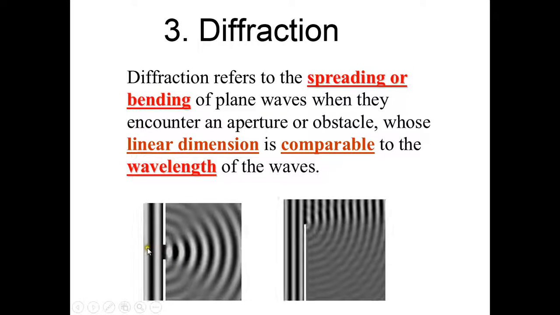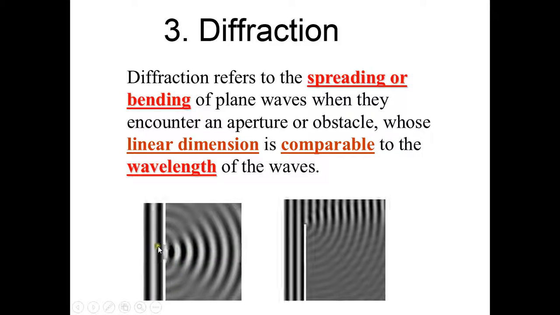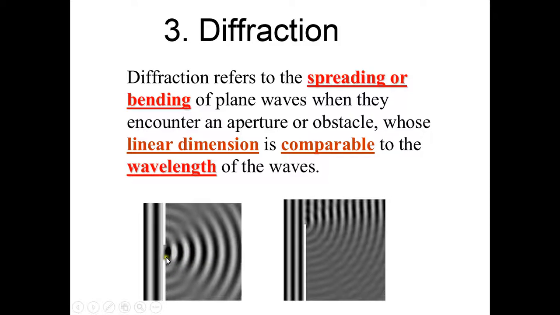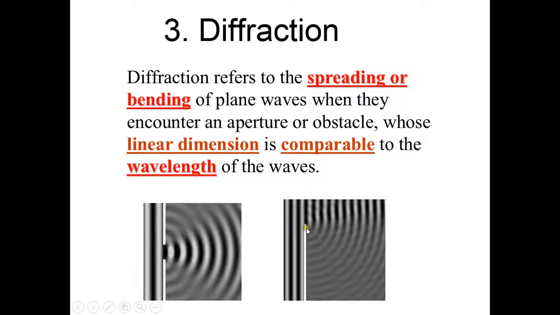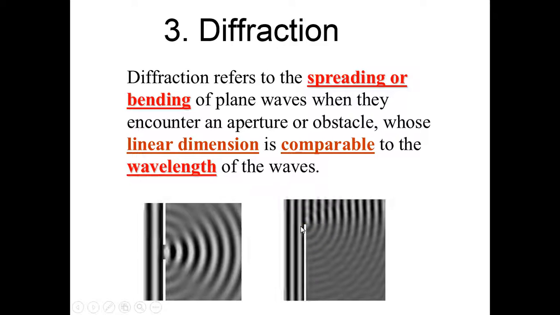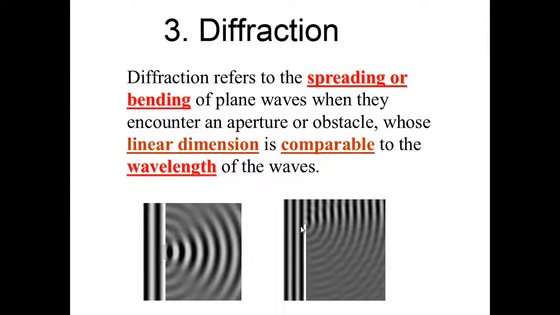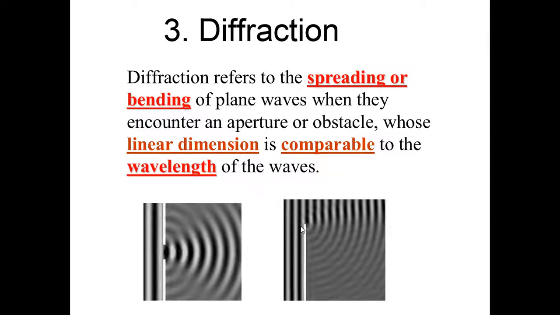The wavelength of the wave is given by the distance between the wavefronts. So the distance between the two wavefronts should be approximately the same as the width of the aperture. Similarly, the size of the obstacle should be comparable to the wavelength. When we say comparable, we are referring to the same order, need not be the same value.